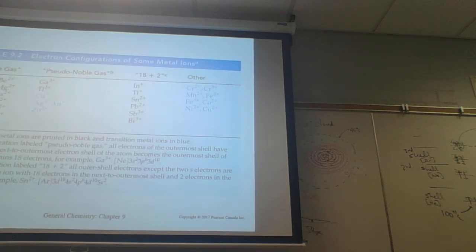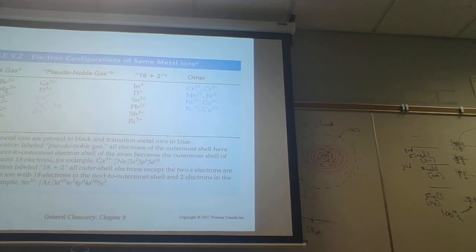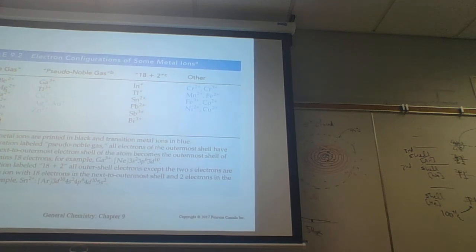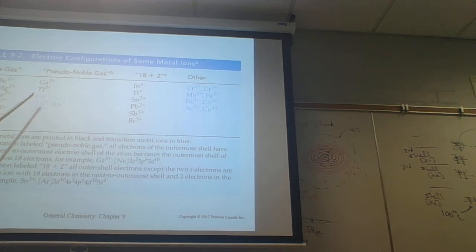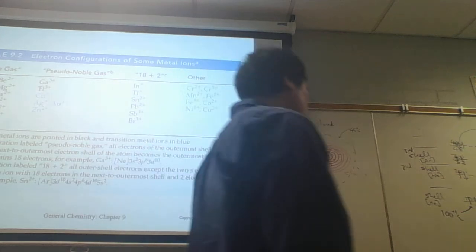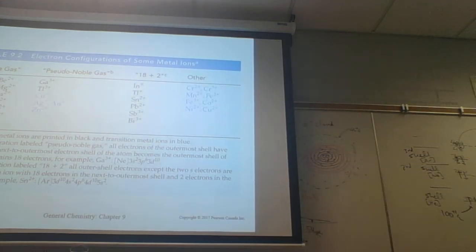Then we have electron configurations of ions. These have the noble gas electron configurations: lithium plus like helium, sodium plus like neon, potassium plus like argon. These are also noble gas electron configurations, as well as aluminum. And then we have pseudo-noble gas configurations, like silver. Why do they call silver a pseudo-noble gas configuration? Well, let's take a look at the electron configuration for silver.